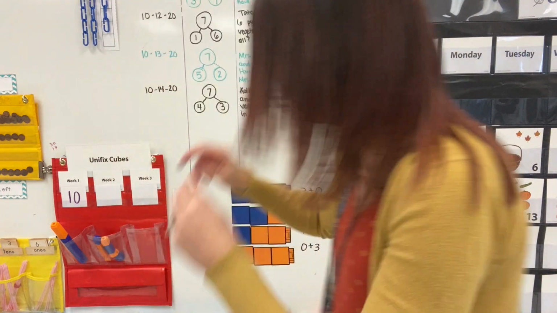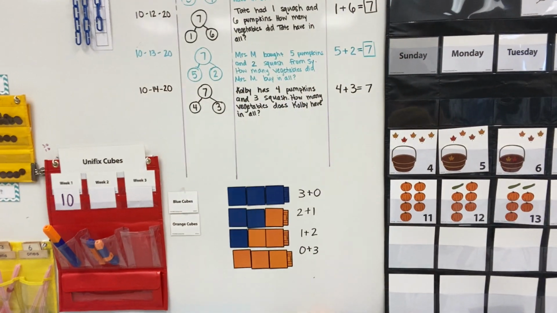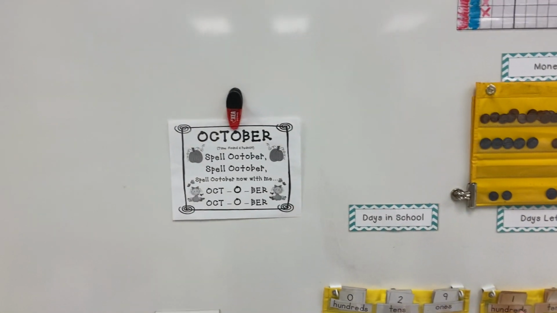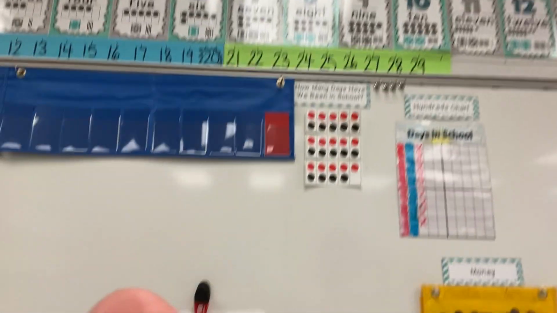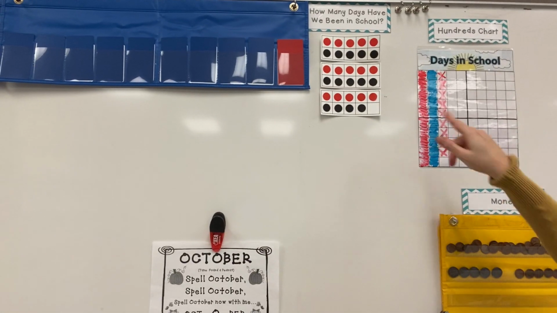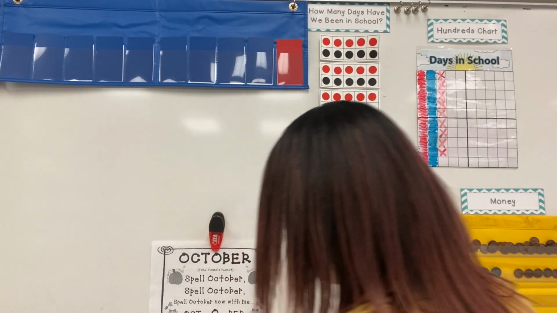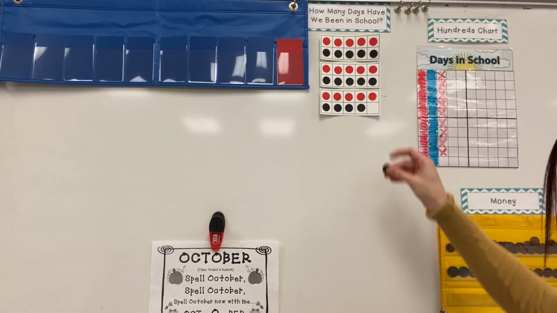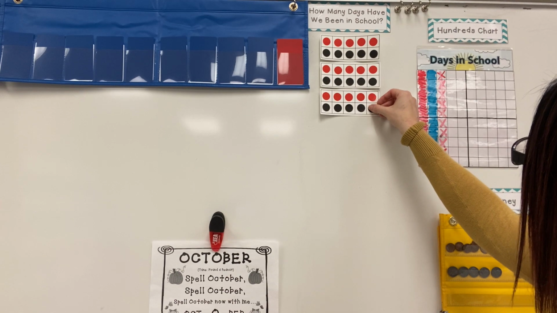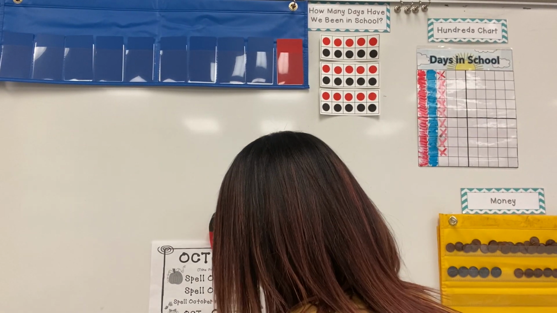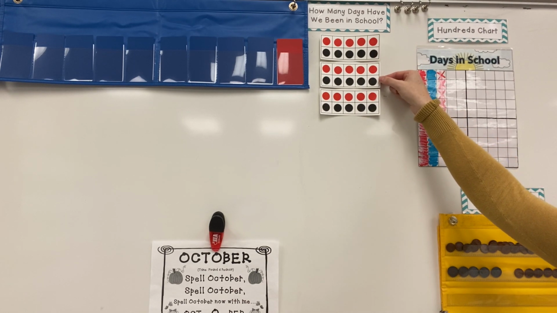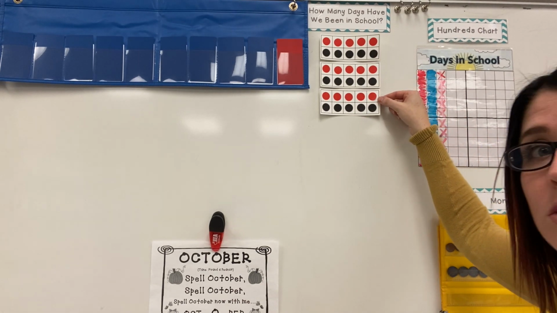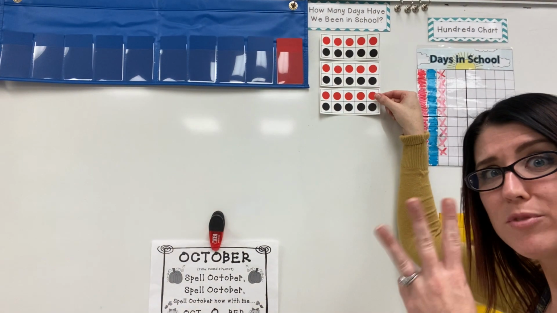I'm going to put that in the pocket. Great job. All right, let's come over here. And we are going to add a dot to your 10 frame. There we go. So I'm going to add another dot. Oh my gosh, look at this. When I add this dot, we have 1 full 10 frame, 2 full 10 frames, 3 full 10 frames. 3 of our 10 frames are full.